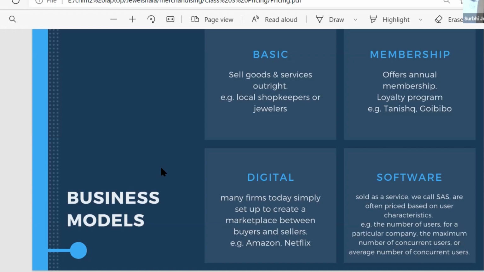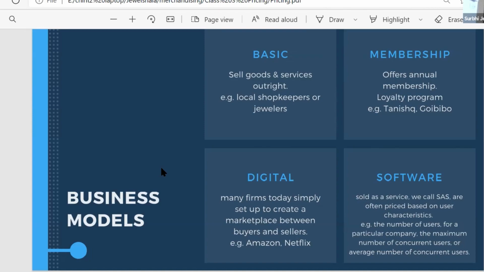Then the third one is digital. Digital is where we basically set up a marketplace for buyers and sellers. Like Amazon and Netflix, they are creating a marketplace where different buyers and different sellers come and sell and buy their products.